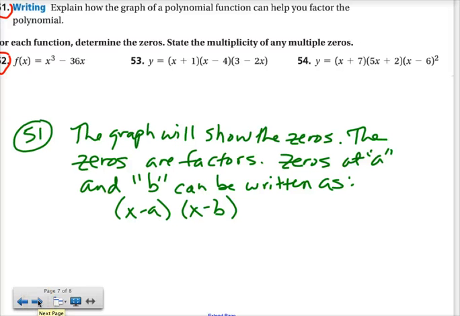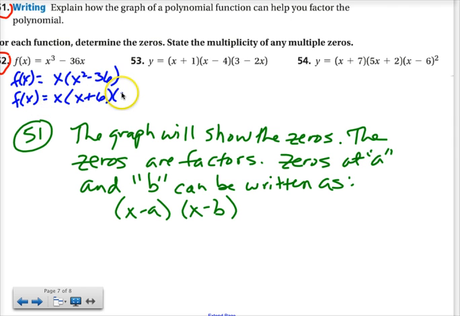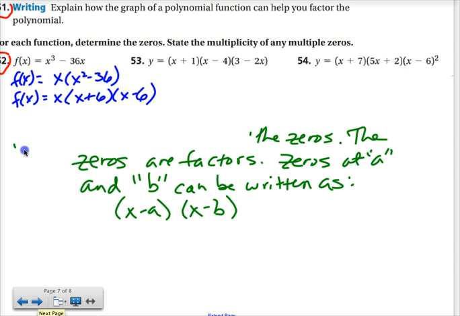Then, for number 52, it says for each function, determine the zeros and state the multiplicity of any multiple zeros. So what we want to do is we want to pull an x out of this. And then notice that that's a difference of 2 squares pattern. So that's x plus 6 and x minus 6. So for this one, what we're going to want to do is just show that we have the 3 zeros and write down their multiplicities.